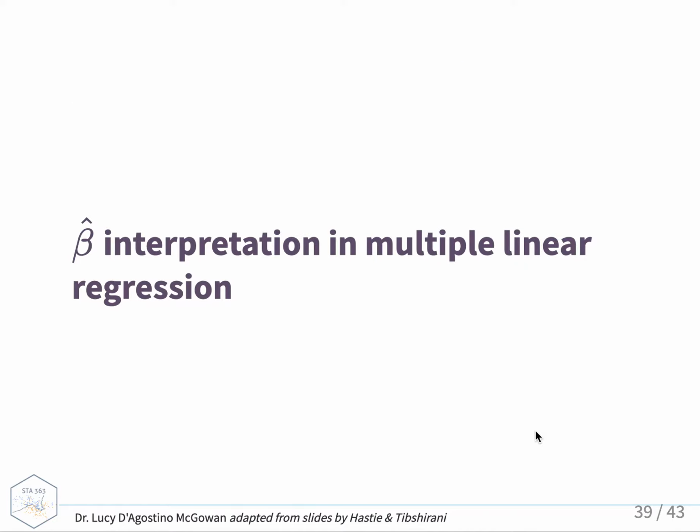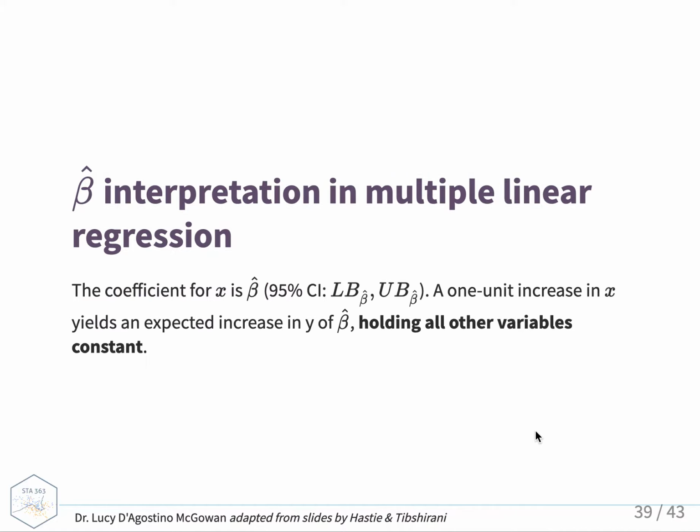Okay, so now let's talk about interpretation. So what is the interpretation of beta hat in multiple linear regression? So the coefficient for x is beta hat, and you always want to give the confidence intervals for that, so the lower bound of beta hat and the upper bound of beta hat. And what this means is that a 1 unit increase in x yields an expected increase in y of beta hat, holding all other variables constant.